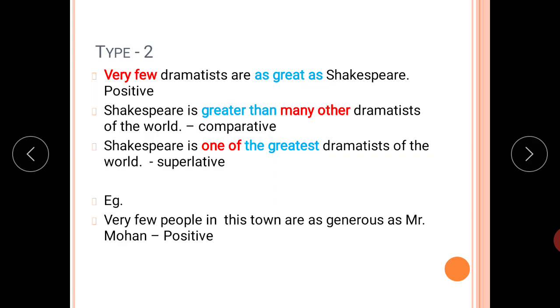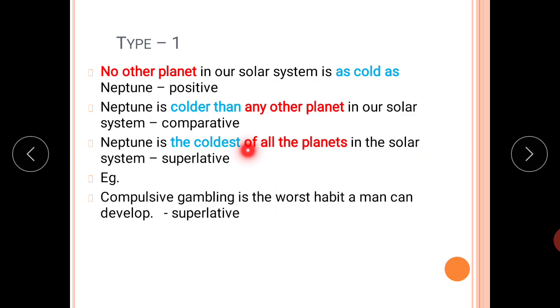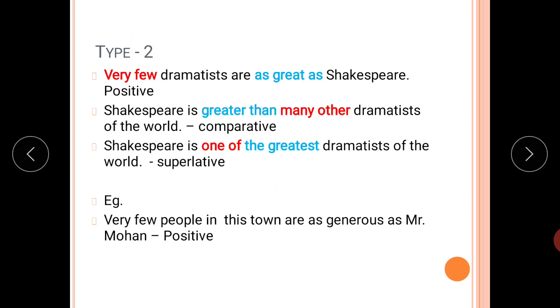Shakespeare is one of the greatest dramatists of the world. Here we bring one of the greatest. In the previous example, the coldest, no other planet. But here there are few. So we can't say he is only the greatest. He is one of the greatest dramatists of the world.